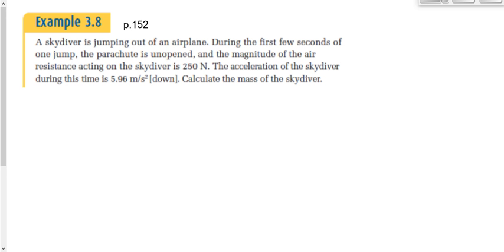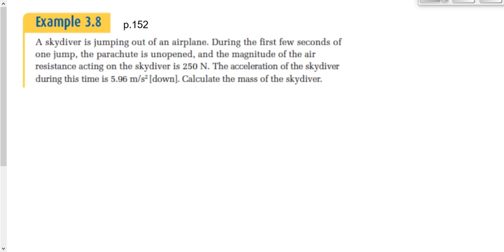This one's on page 152. It says a skydiver is jumping out of an airplane. During the first few seconds of one jump, the parachute is unopened, and the magnitude of air resistance acting on the skydiver is 250. Now, this is a simplification because air resistance, unlike kinetic friction that acts just between two surfaces, actually changes. Right? If you slide something along the floor, the force of friction is the same, if it's kinetic that is, regardless of how fast the object is moving. But air resistance actually increases with speed.